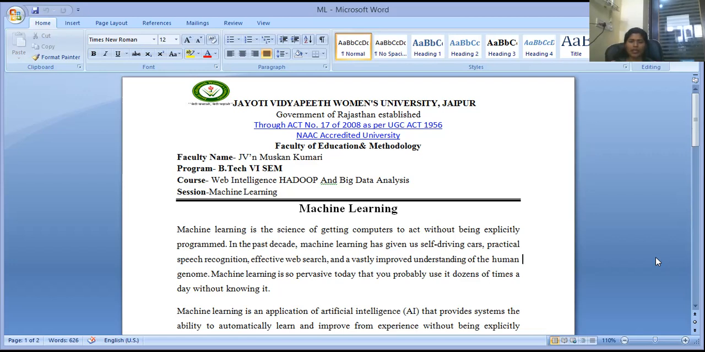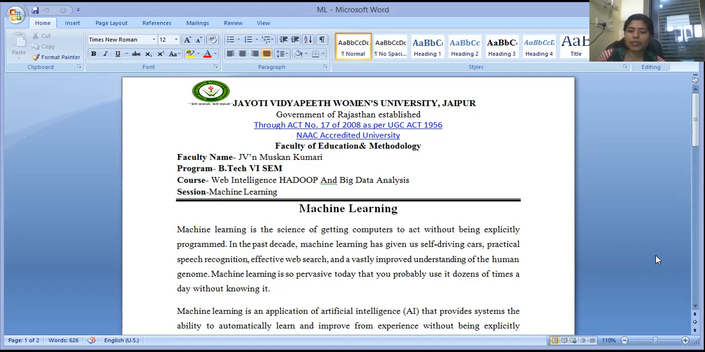Do you see what I have told you? Please, I am repeating this again. In the past decade, machine learning has given us self-driving cars, practical speech recognition, and effective web search. Whatever search engines you use, that is effective web search. Why do we call it effective? Because they give the best and most appropriate results for whatever you search. Clear? This technology is also embedded in self-driving cars, and it has vastly improved the understanding of the human genome.